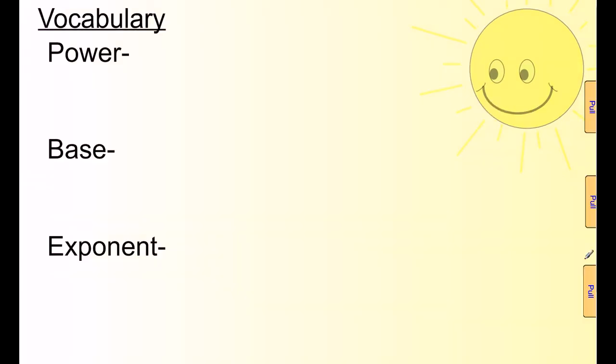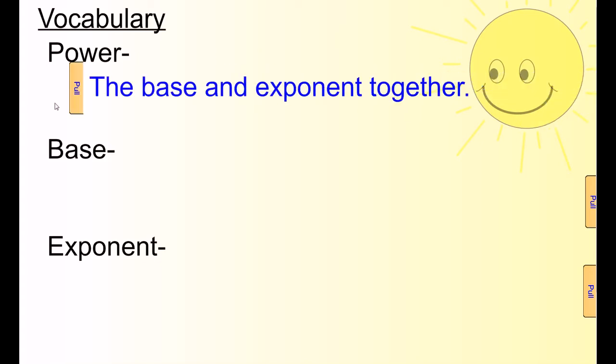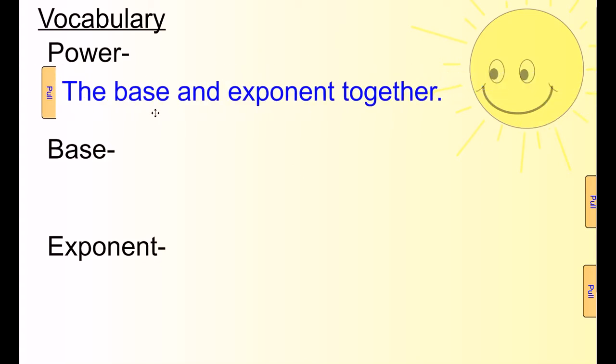So here we have our vocabulary: power, base, exponent. So the power is the entire thing. It's the base and the exponent together. So the entire thing, if I write that out, this whole thing together is called a power.